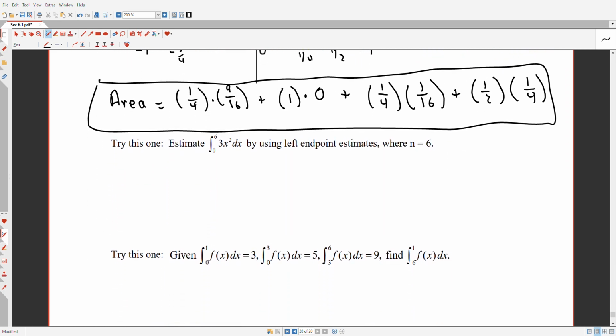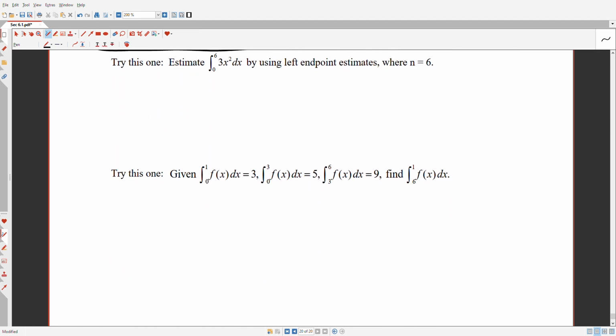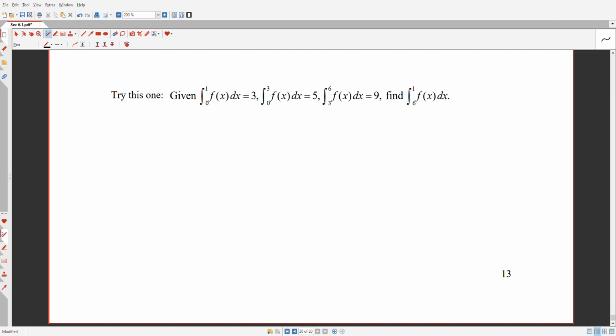This next one, I will let you try yourself. I'll leave this one blank. But let's try this last one, since it practices properties of the definite integral, not rectangle approximations.